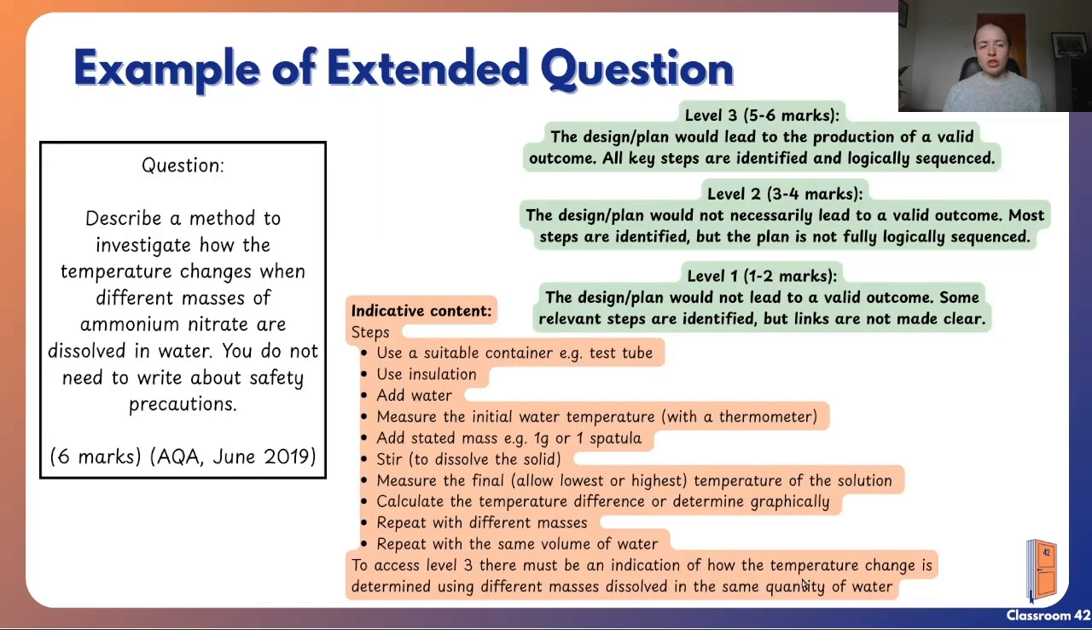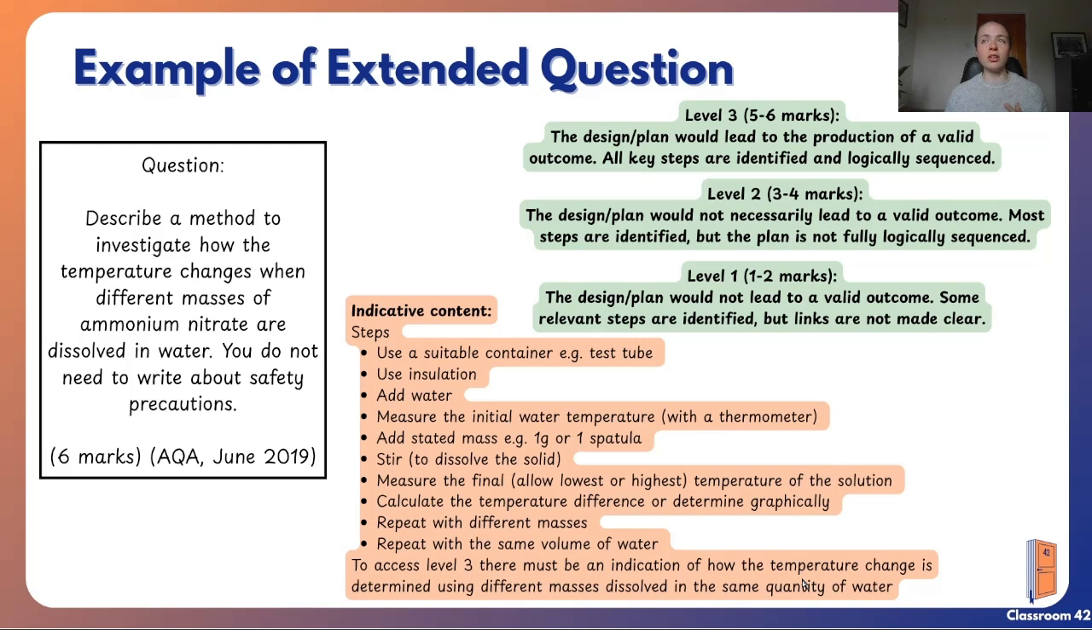So: describe a method to investigate how temperature changes when different masses of ammonium nitrate are dissolved in water. You do not need to write about safety precautions. So immediately forget anything about safety precautions. It's not going to get you any marks. But here we're describing the method. So this is similar to methods that you would have done during required practicals.